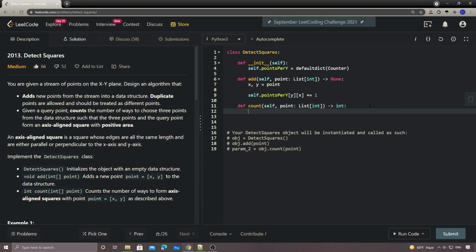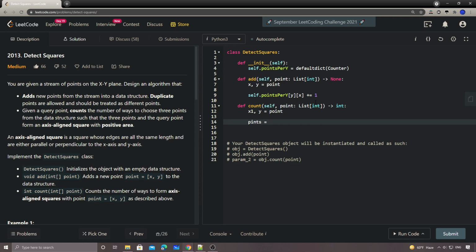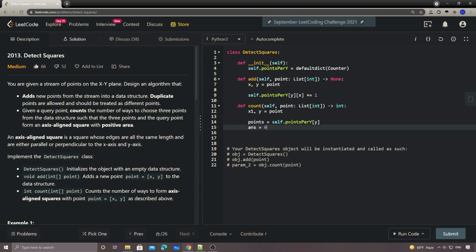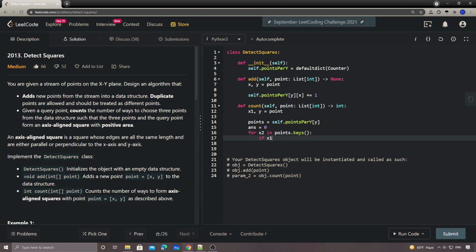Then here we take x1 and y's point, because we will need this y to find all the other x. Given this y, we can find all the points on the same y axis, in self.points_per_y at this y. The answer starts at 0. And for x2 in points.keys(), because it's a counter, keep in mind that we need to exclude one case: this x itself may also be part of this points dictionary, but we cannot use the same x because we need a line with actual length. If x1 and x2 are the same, then there is just a point, no line, because we need a positive area.